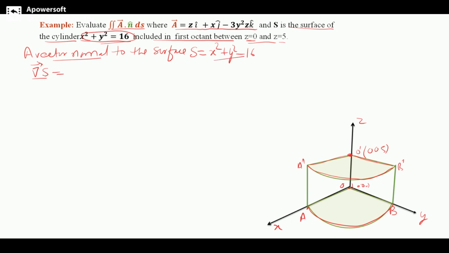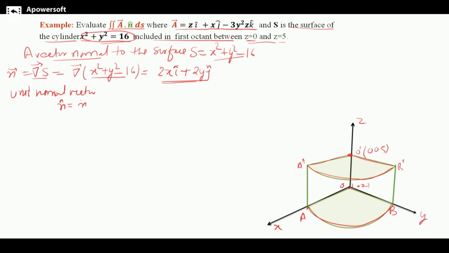So we take the gradient of that, del vector of x square plus y square minus 16. On differentiation we get 2xi plus 2yj. So this is the normal vector, the n vector, and because we have to find the unit normal vector, n cap is n vector divided by its magnitude.